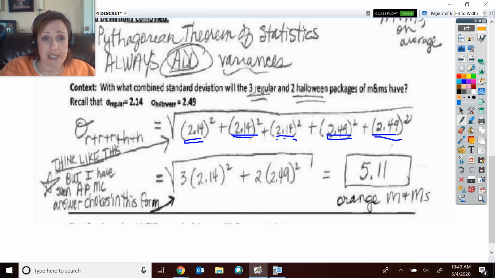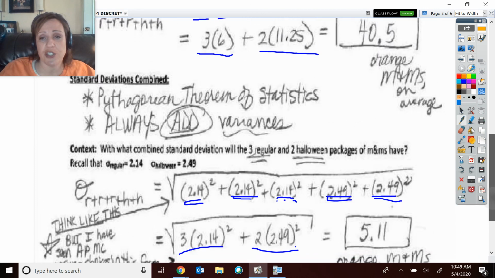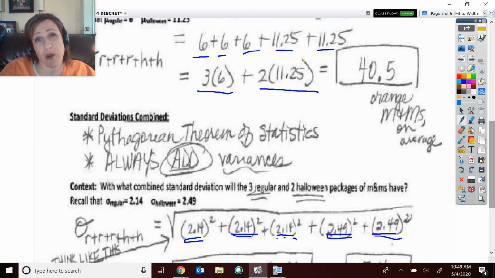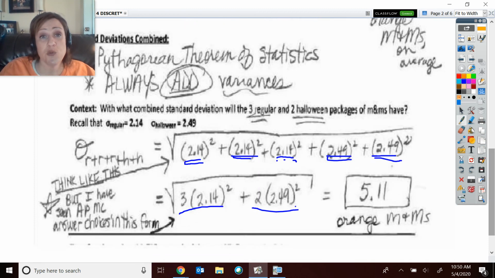You also could see it like this written. 3 of the regular M&M standard deviations plus 2 of the Halloween package standard deviations and then square root it. So there is my variability. So I expect when I come home with 3 bags of regular and 2 bags of Halloween, I'm going to have about 40.5 orange M&Ms, with this variability.